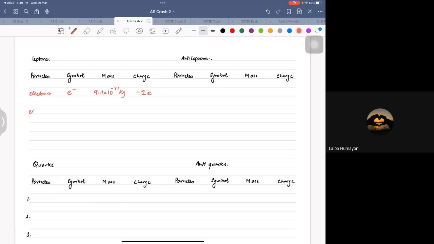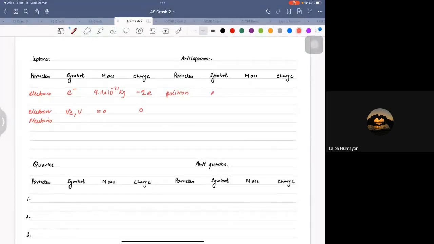Then you have the electron neutrino. The symbol is ν_e. Some people just like to write ν because there's only one. There is almost no mass. It has a mass, but very little compared to the electron. No charge. When we talk about the antiparticle, the electron antiparticle is called a positron.